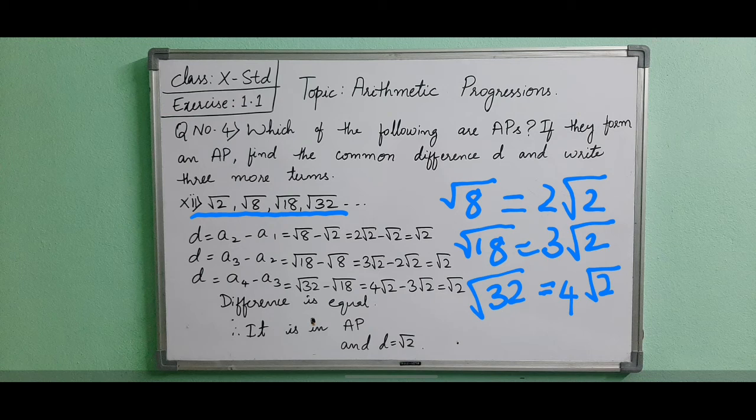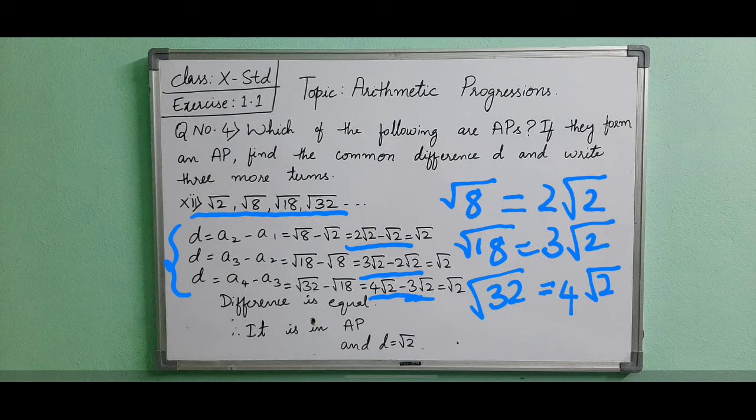And if you are substituting here, 2 root 2 minus root 2 will be root 2. And then again 3 root 2 minus 2 root 2, 3 minus 2 is 1, that's why we are getting only root 2. 4 minus 3 is again 1, so 1 we will not write with the coefficient. 1 root 2 is nothing but root 2 itself, that's why we are writing only root 2. Now again if you see, the difference is equal in all the three terms. So what we are saying, it is in AP.